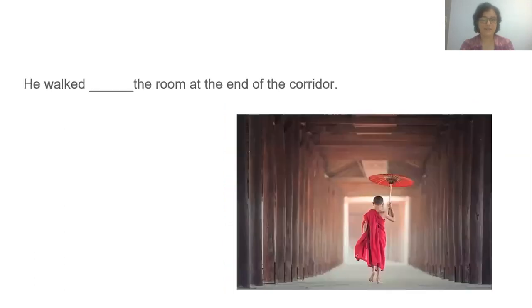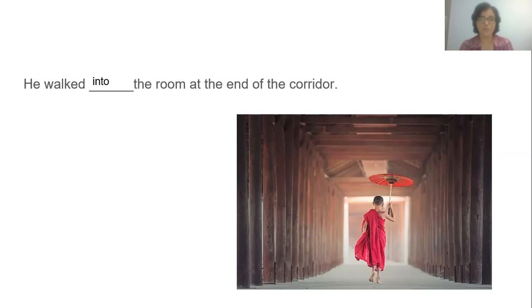Let's see if you guess this one right. He walked dash the room at the end of the corridor. Is it showing movement? Look at the picture. The picture will help you. Is it showing movement or not? You will not always have pictures to help you, I know that. So you will have to think on your own whether a sentence is showing movement or not. Okay? But in this case, you do have a picture to help you. So what is your answer? He walked in the room at the end of the corridor, or he walked into the room at the end of the corridor? What is your answer?